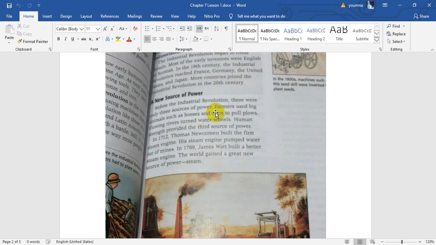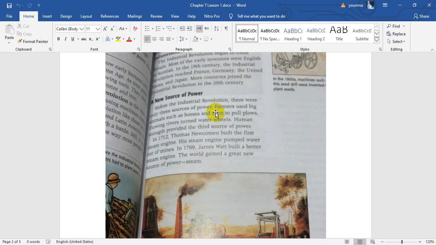to make the fields. Then we have flowing rivers, which turned water wheels. You know the water wheels? It's going around and round. Human strength provided the 3rd source of power.